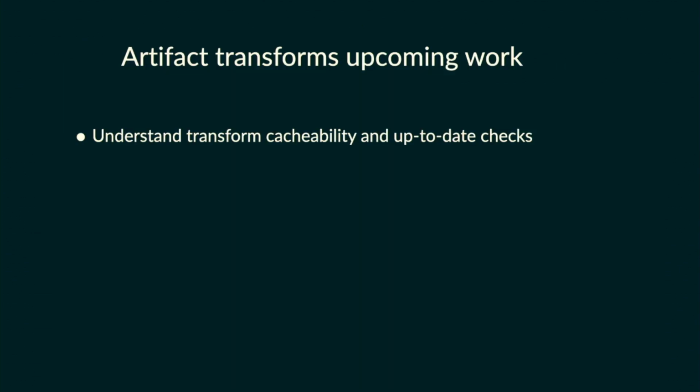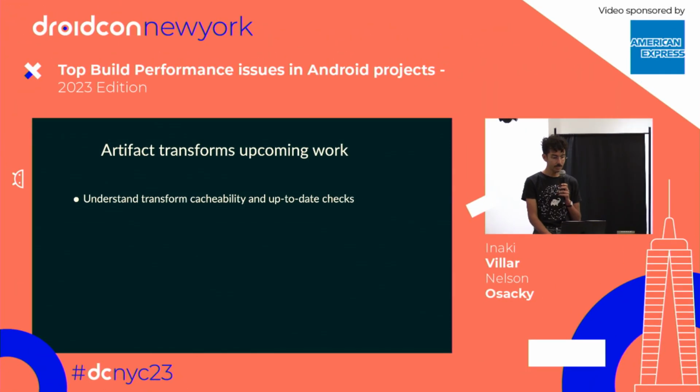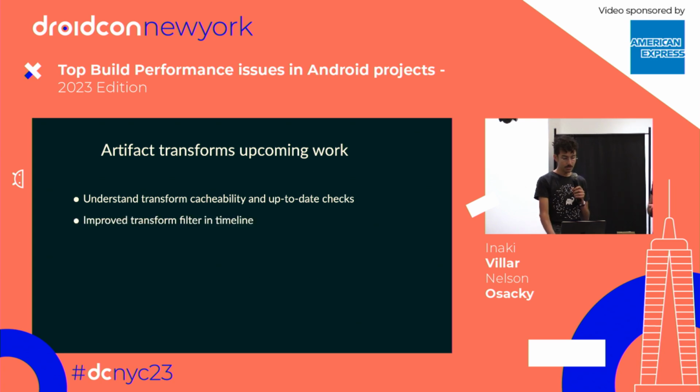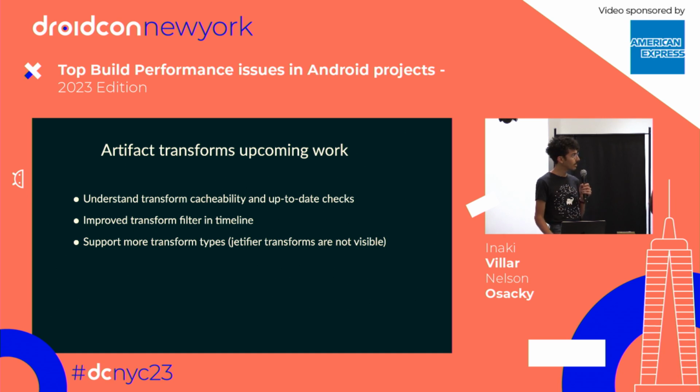Yep, so this is a brand new feature, and it's being improved on a bit. This was just released with Gradle Build Tool 8.3, and if you're using it, you can see the cacheability and up-to-date checks of transforms. There's also an improved transform filter in the timeline. You can filter by cacheability and up-to-date checks. And it's going to support more transform types like Jetifier. Is Jetifier visible in 8.3? Well, not between projects. Not between projects, yes.